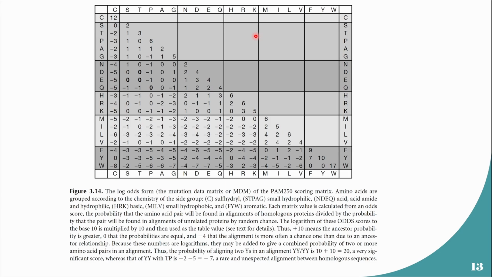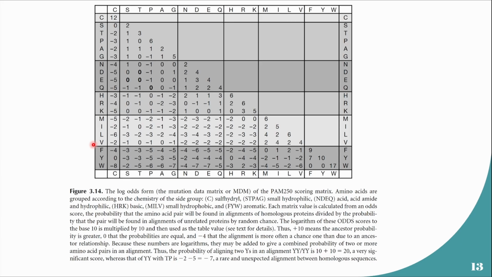So here, for example, is an example of the PAM matrix. This is a PAM250 scoring matrix. On the upper side and on the left-hand side, on all of the sides, the amino acids are mentioned. Basically on this axis you have all of the amino acids, and on the left-hand side axis you have all of the amino acids.